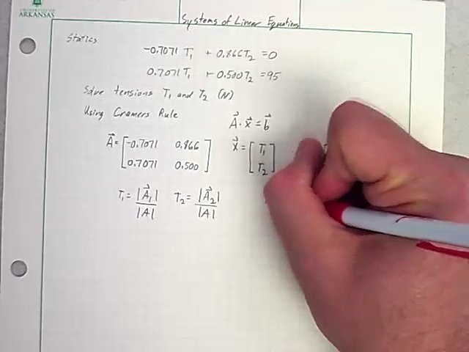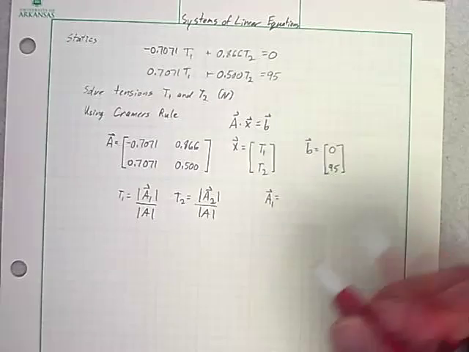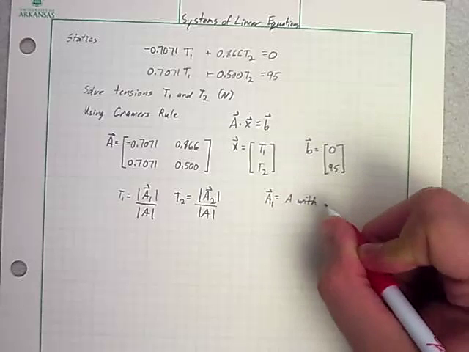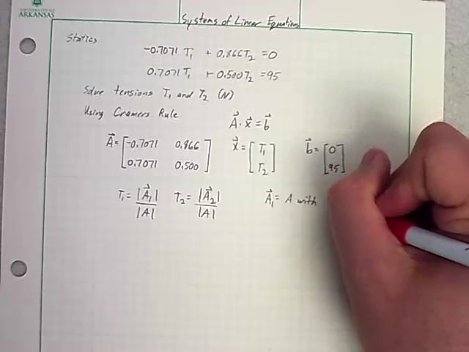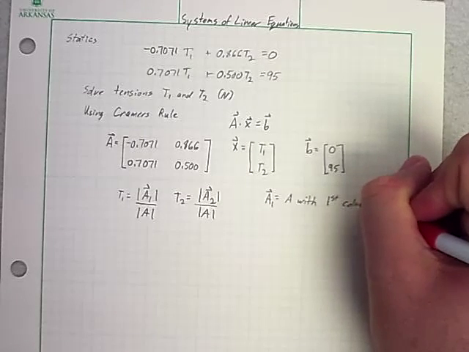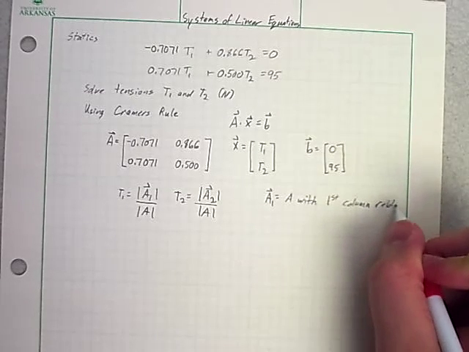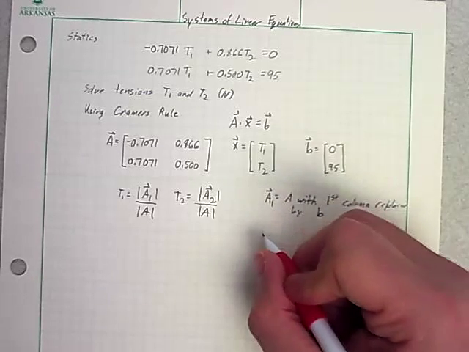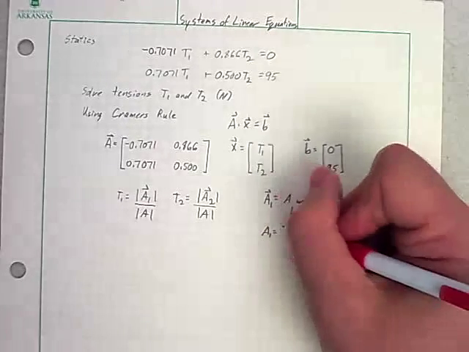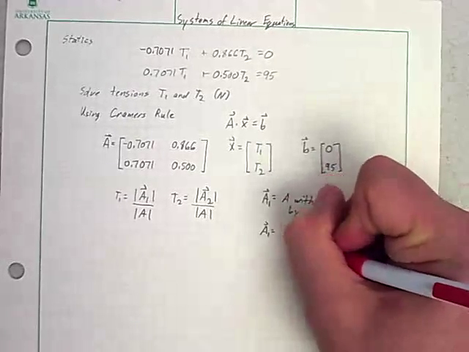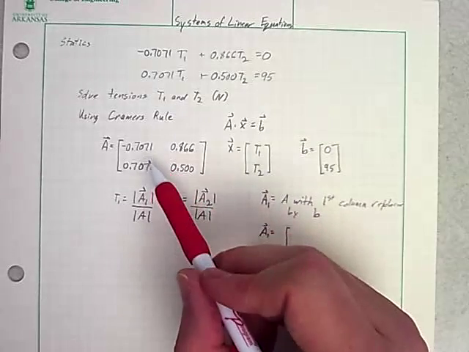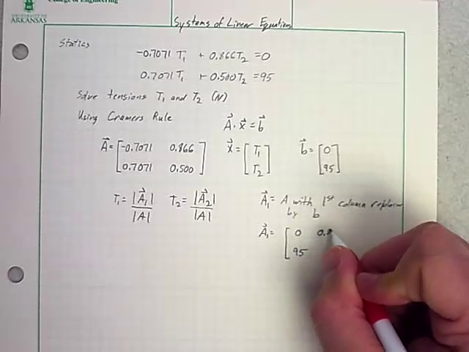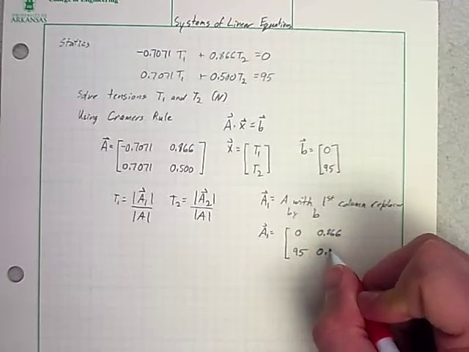where A1 is A with the first column replaced by B. So A1 is going to look like, instead of having these numbers here, it's going to have 0 and 95, but it's going to keep the 0.866 and the 0.500.